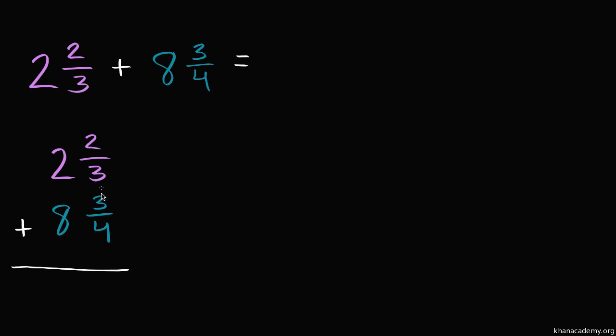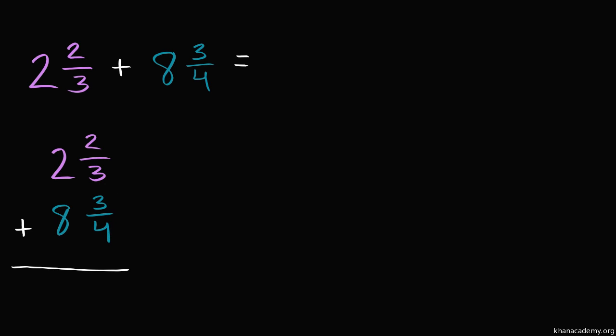But before we even start adding the fraction parts of the mixed numbers, we notice that we have different denominators here. We have a 3 and we have a 4. So it would be nice to find a common denominator. And we've seen multiple times in the past when you're adding fractions with unlike denominators, a good common denominator would be their least common multiple, the least common multiple of 3 and 4. Well, what's that going to be?